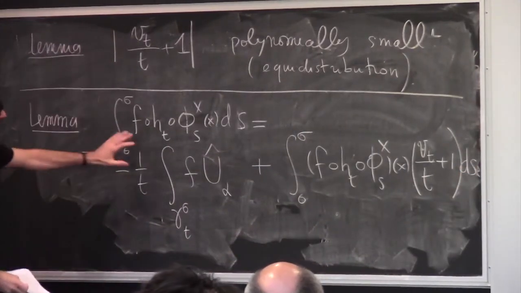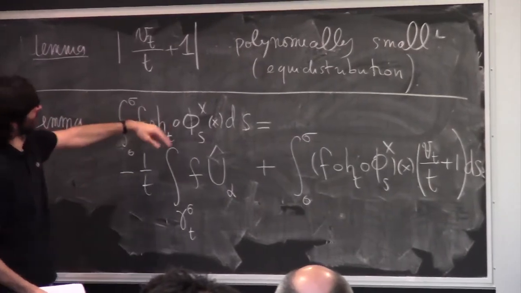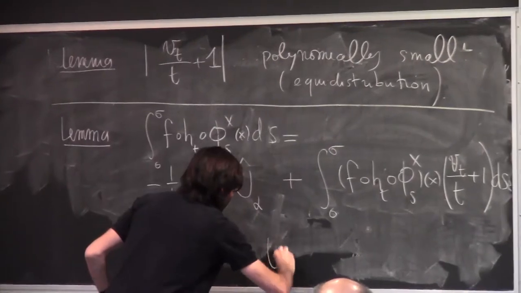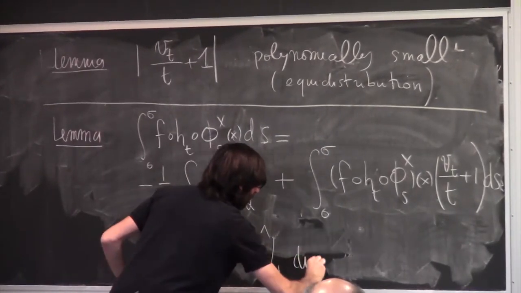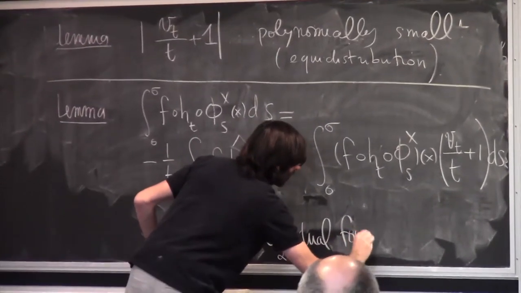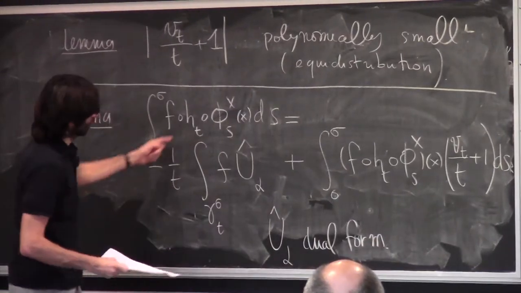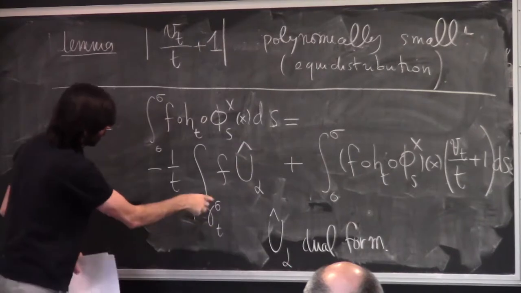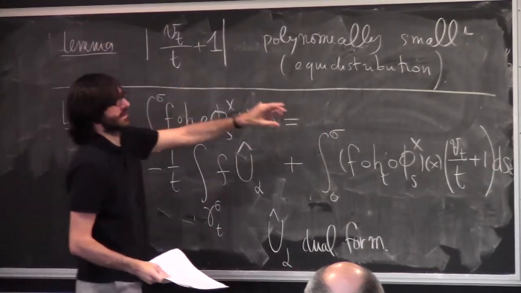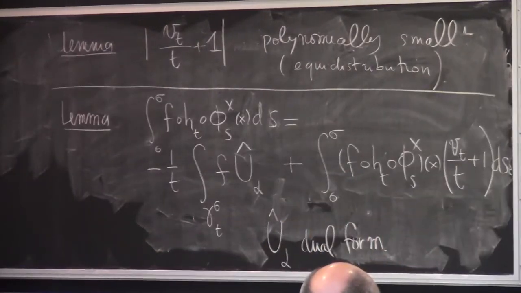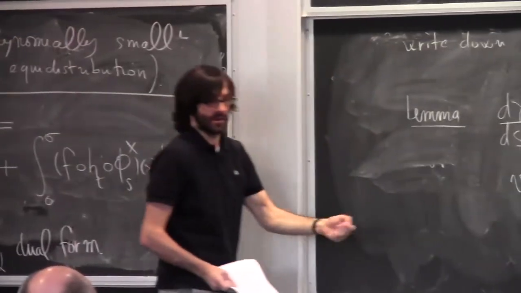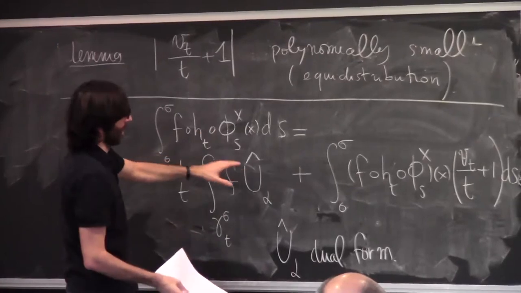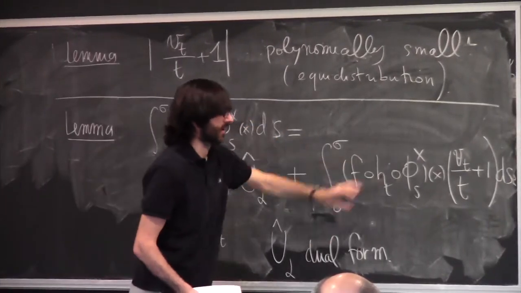So what is this? This is basically a trivial statement. If we try to write down this integral along this curve, where u hat alpha is a dual one-form, of course we have to modify by the derivative of the parameterization. And then we do some simple algebra. Basically, we get exactly this formula.